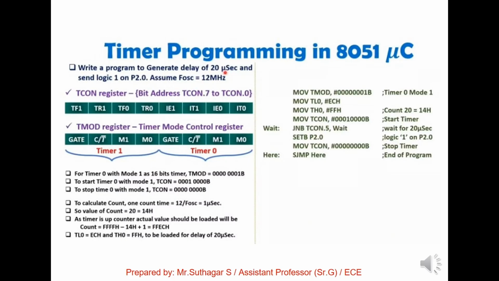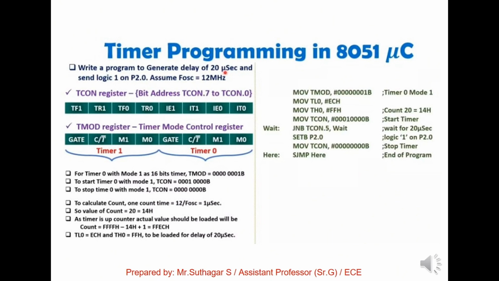This will be loaded to your TL0 and TH0 registers, which are 8 bits each, and from there the count starts, and when it reaches FFFF, it rolls back to 0. So this is the program related to that.